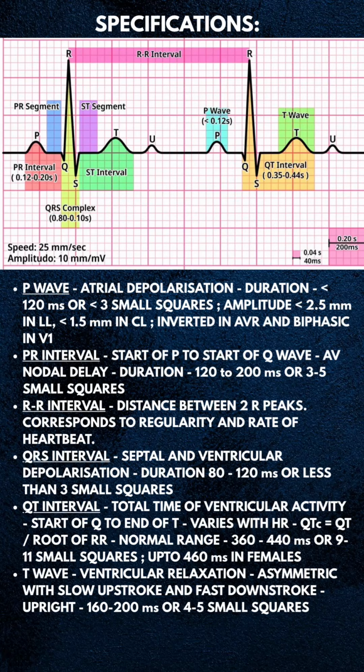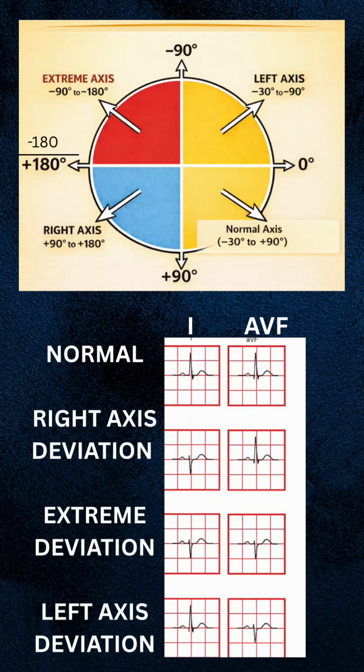Next, we move on to the QRS axis. So in this diagram, the QRS axis is the resultant vector by plotting lead 1 and lead AVF in the X and the Y axis respectively. So if we see in the first ECG, it is a normal axis that is between -30 to +90. The second one is the right axis deviation. The third one is the extreme axis deviation and the last one is the left axis deviation.